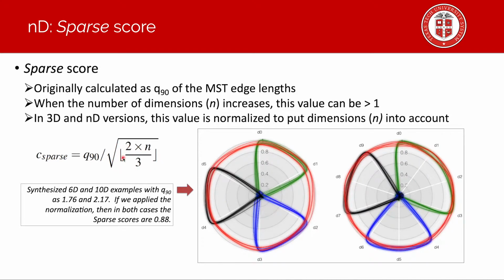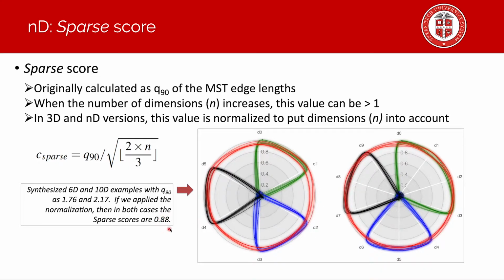To clarify this one, we give an example of 2 synthesized sets of points in 6 dimensions and 10 dimensions correspondingly. The two are very similar except that one has 6 dimensions and the other has 10 dimensions. If we simply use Q90, then the first one will have a sparse score of 1.76 and the second one will have a score of 2.17. And if we apply the normalization factors, then the sparse score for both plots becomes 0.88.